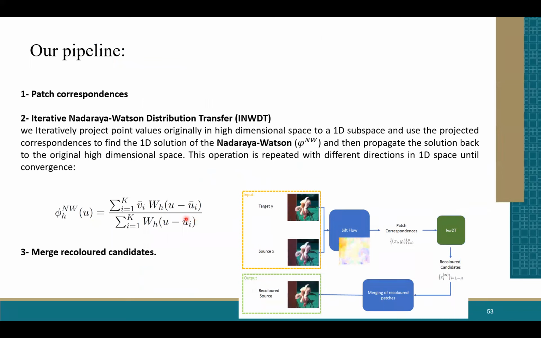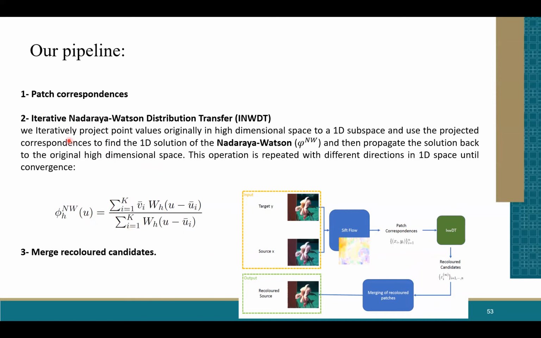So our pipeline has similar steps. We create patch correspondences, the same thing with SIFT Flow descriptors. The difference here is that we have correspondences and we deal with them as pairs, not like optimal transport, which treated them separately. So Nadaraya-Watson takes these correspondences into account.